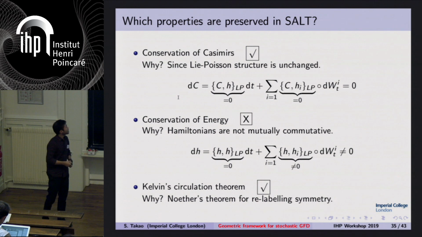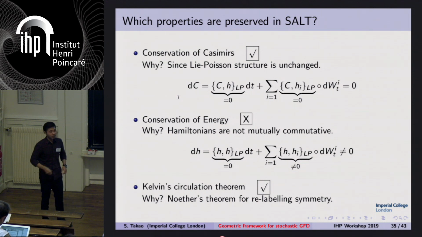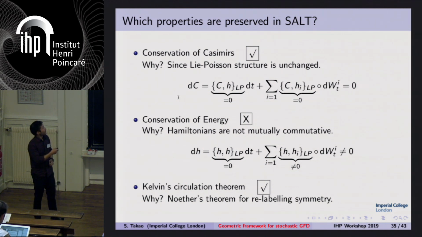Right, so let's see what properties are conserved in our SALT equation. First we saw that our Casimirs are conserved because the Casimirs only depend on the Lie-Poisson structure, or the Poisson structure. But we haven't changed the Poisson structure. We kept the Poisson structure, but we only changed the Hamiltonian. We only plugged in a stochastic Hamiltonian. So your Casimirs are still preserved under the stochastic deformation.